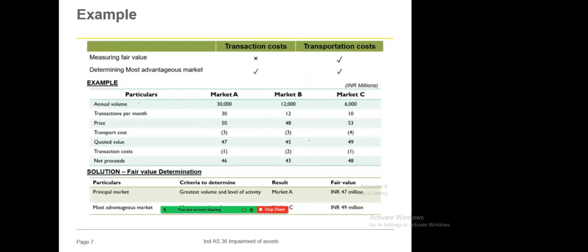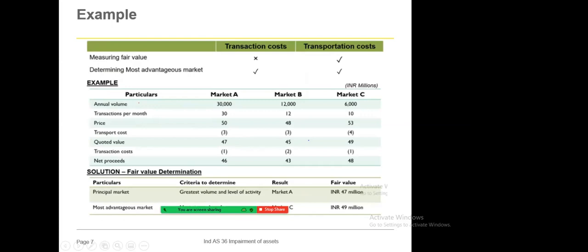Now let us understand with the help of an example. Transaction cost and transportation cost: when we are measuring the fair value, we are not going to consider the transaction cost, but we have to consider the transportation cost. When we are determining the most advantageous market, we have to consider both the transaction cost and the transportation cost.